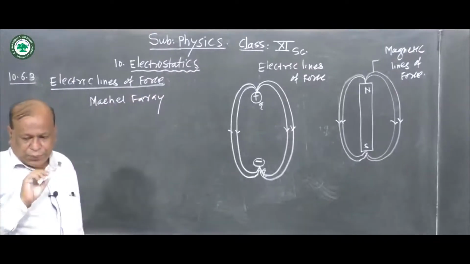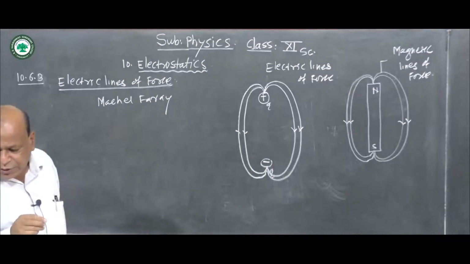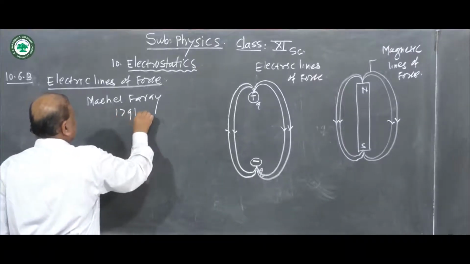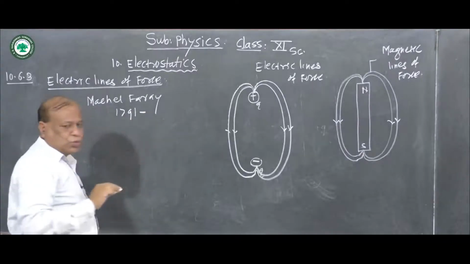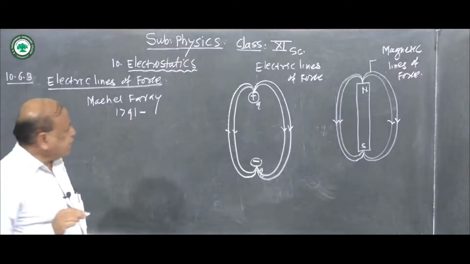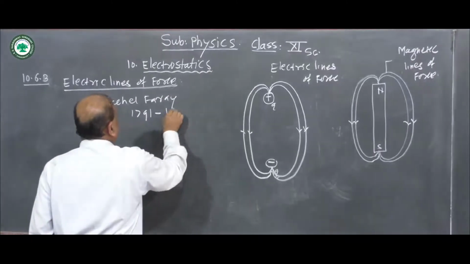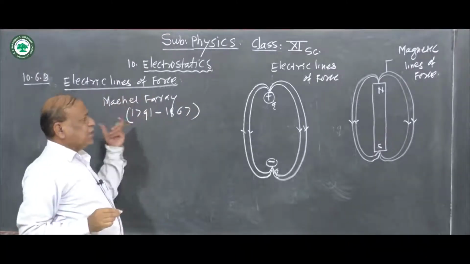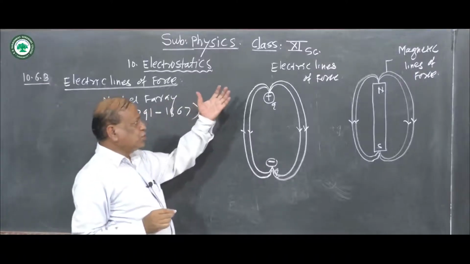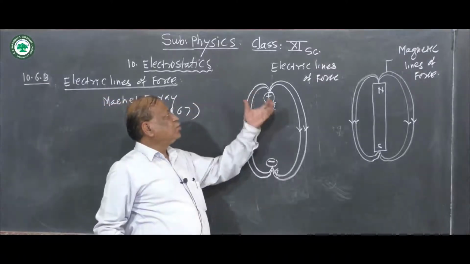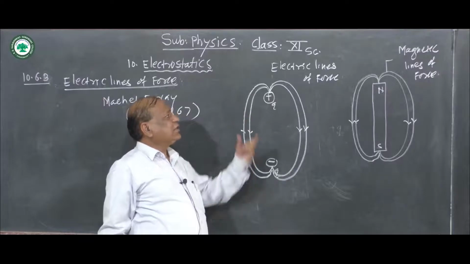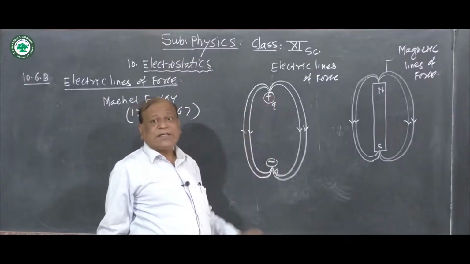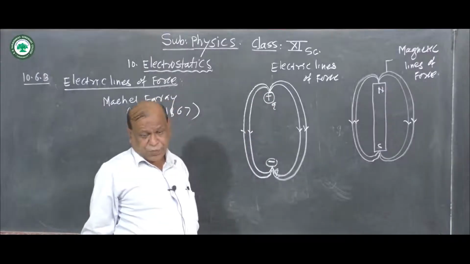In 1791 to 1867, this Michael Faraday introduced these two terms, electric lines of force and magnetic lines of force.